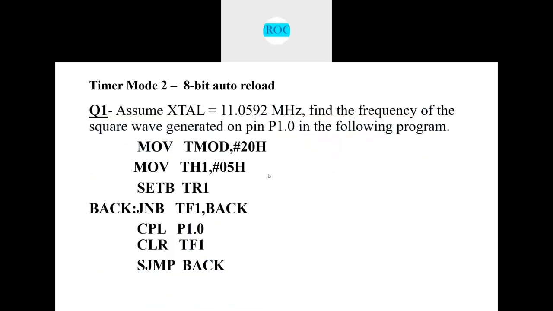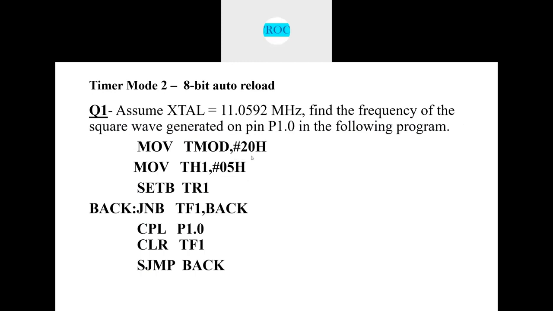Now we'll see a couple of examples on this mode 2. Assume the crystal frequency is equal to 11.0592 megahertz. Find the frequency of the square wave generated on pin port 1.0 in the following program. The program is given to us. You need to calculate the frequency for this one. Find the frequency of the square wave which is generated. Now if you see the first line, we have MOV TMOD, #20H.